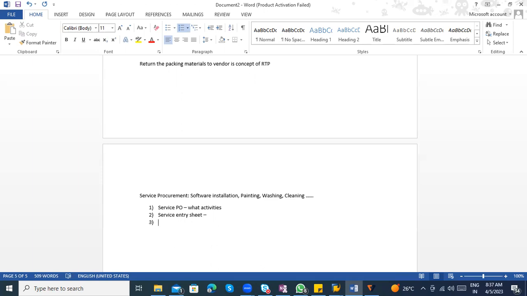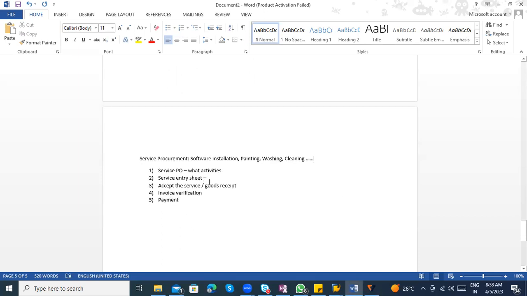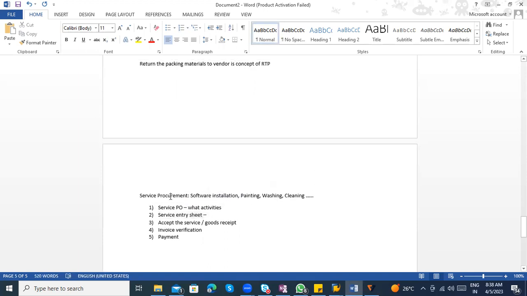Once you accept the service, the system will automatically post in the backend that the service is closed, and you can pay the amount. It means that in the backend the virtual goods receipt is completed. Then invoice verification, then payment. So this is the service-based invoice. Whatever services we are receiving from the vendor, how you are tracking and maintaining those services, and what activities are in the process of service procurement.